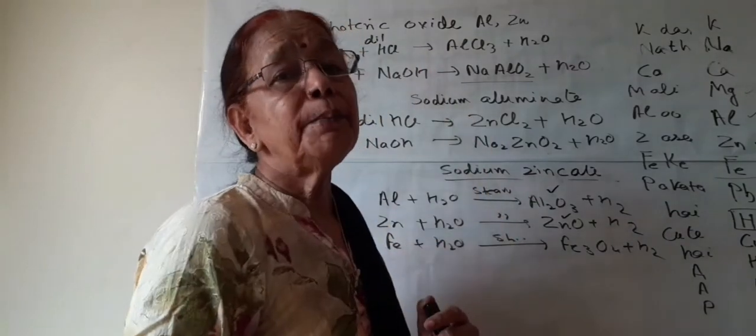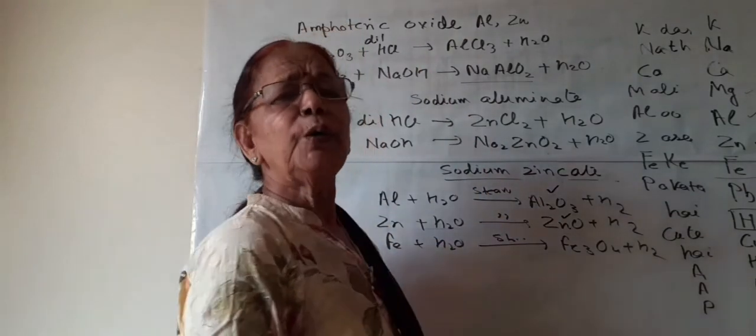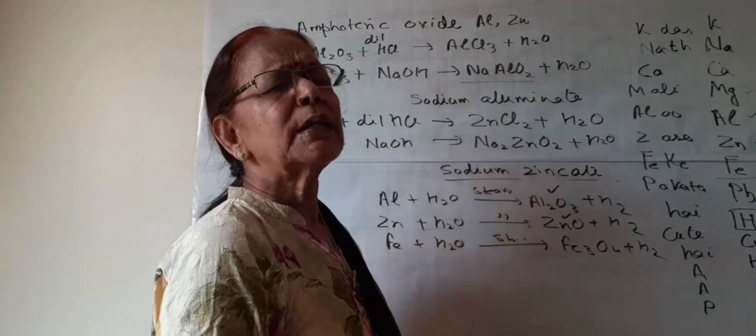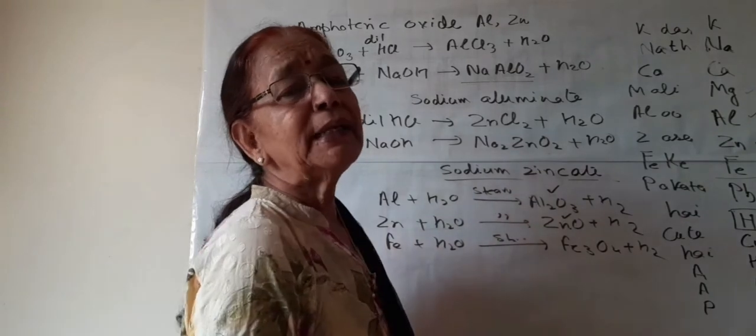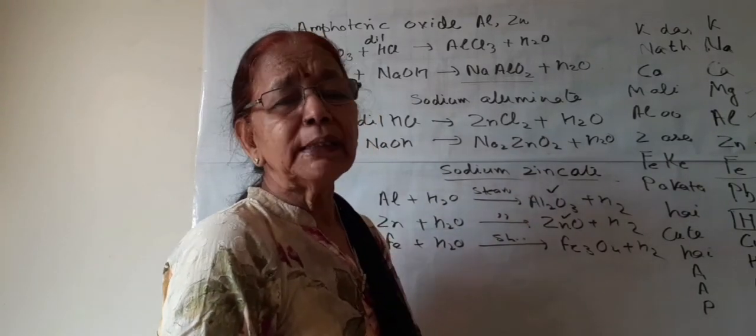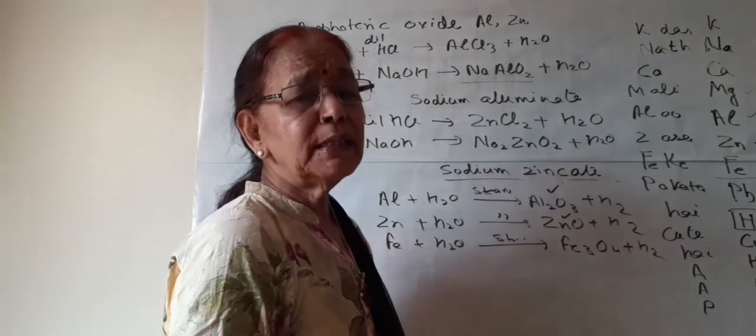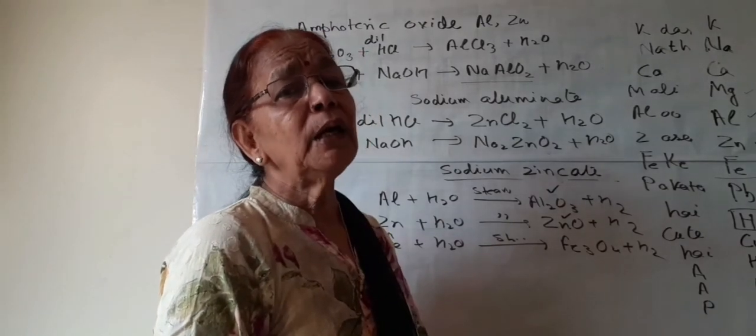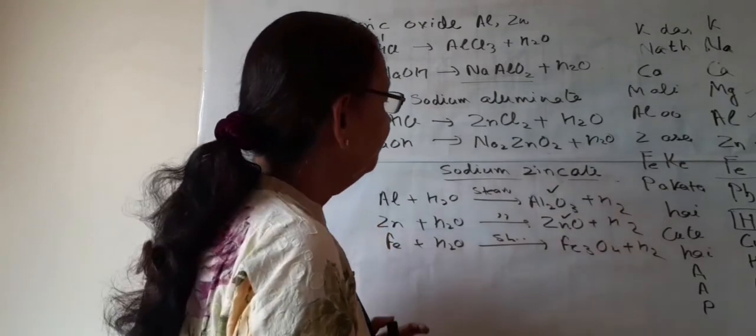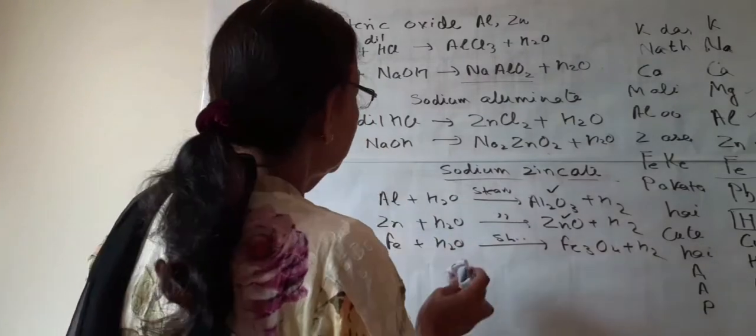Other metal oxides are basic in nature. One or two oxides of metals are also acidic, but that is not in your syllabus. They are of manganese and chromium. So we leave them.